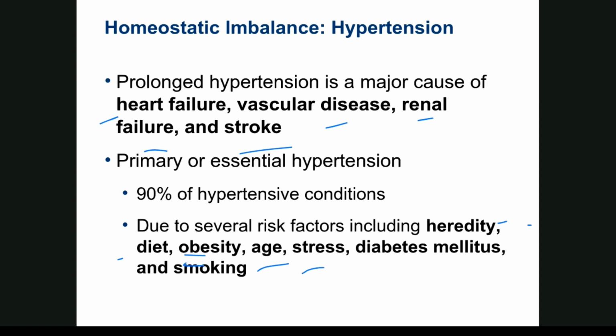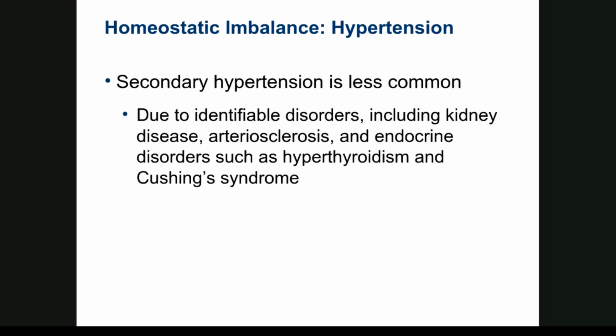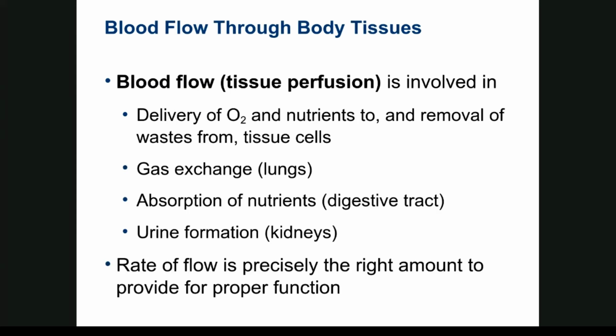Diabetes mellitus can lead to hypertension. Smoking or any nicotine use, including vaping, can lead to hypertension because it's the nicotine that causes it, not the smoke. Nicotine causes vasoconstriction. Secondary hypertension could be due to kidney disease, arteriosclerosis, hyperthyroidism, Cushing's syndrome.